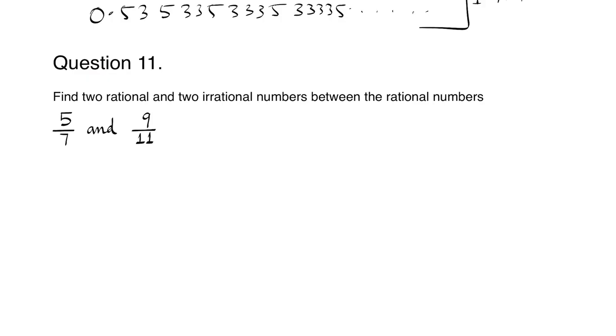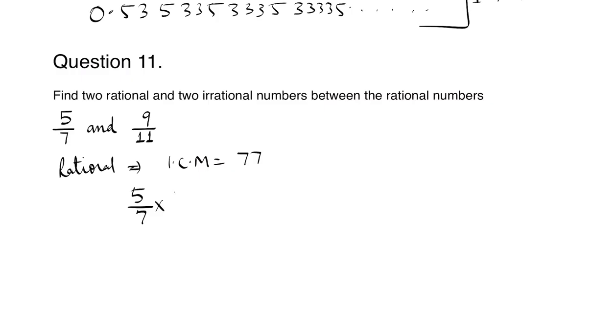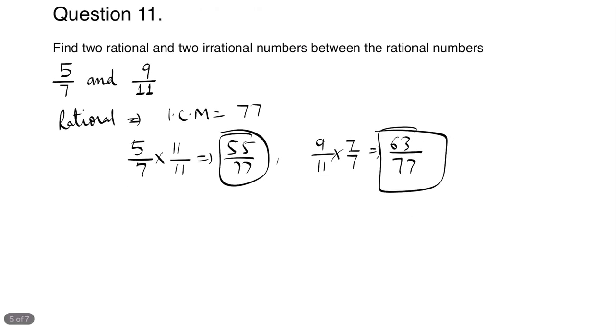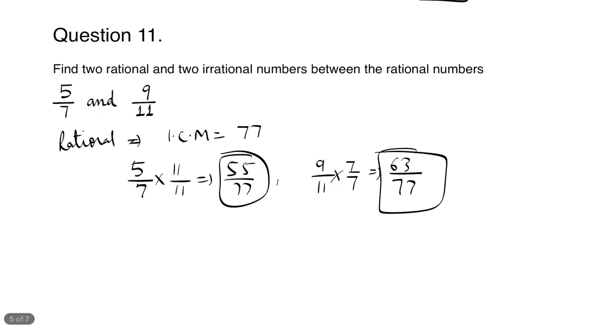So for the two rational numbers, we have to make the denominators the same, and the LCM is 77. Now 5/7 becomes 55/77, and 9/11 becomes 63/77. So any number between 55 and 63 over 77 is a rational number between these two numbers.